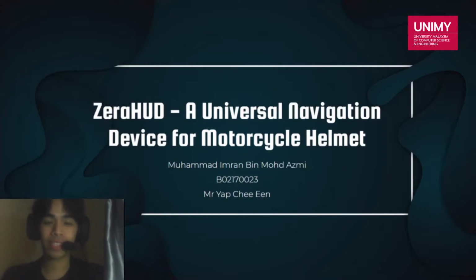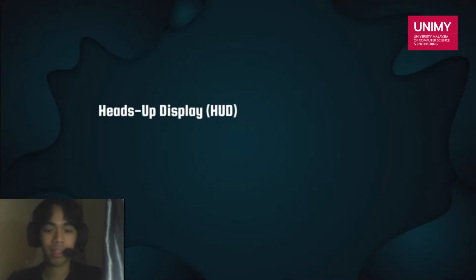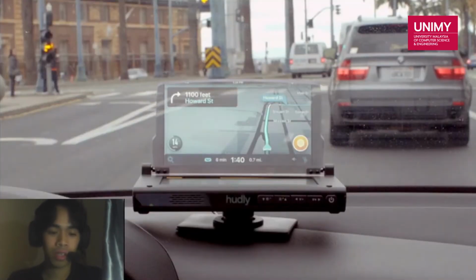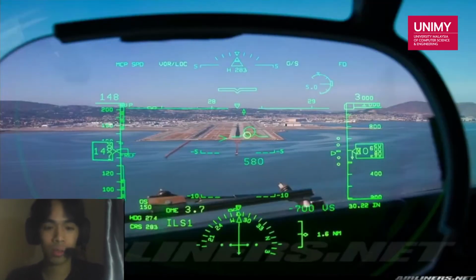My project is a universal navigation device for motorcycle helmets, which can be attached to any kind of motorcycle helmet, and it displays only navigation data, nothing other than that, which is transferred via Bluetooth from the mobile application that I created. These are some examples of heads-up displays that have been created for a vehicle and also for an aircraft. We took these two as inspiration and created a heads-up display for a motorcycle as well.